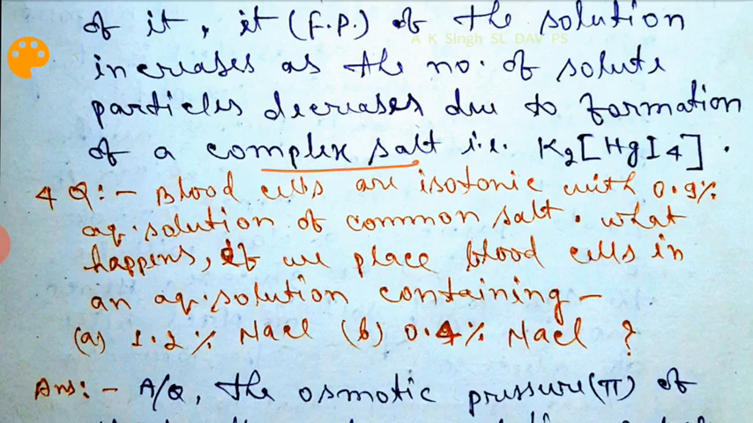What is the name of the complex salt? K2HgI4. So what happens? Potassium iodide is attached with Hg and hence number of solute particles is now decreased and hence freezing point of the solution is increased. While if KI was added, then particles were increased, but when mercuric iodide is added, then the number of solute particles of potassium iodide also decreases due to formation of potassium mercuric iodide.